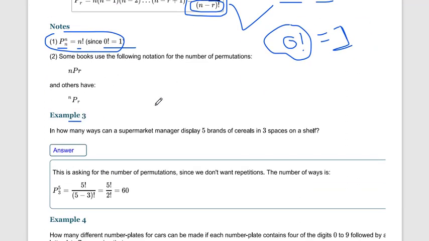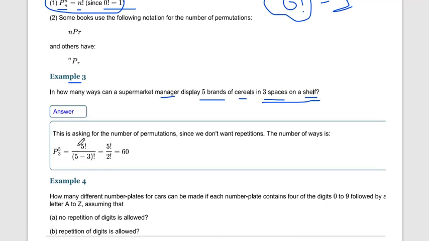Okay, let's solve these types of examples. In how many ways can a supermarket manager display 5 brands of cereals in 3 spaces on a shelf? The supermarket manager has 5 different brands of cereals, and for the shelf they have only 3 spaces available. So how many arrangements can be done?